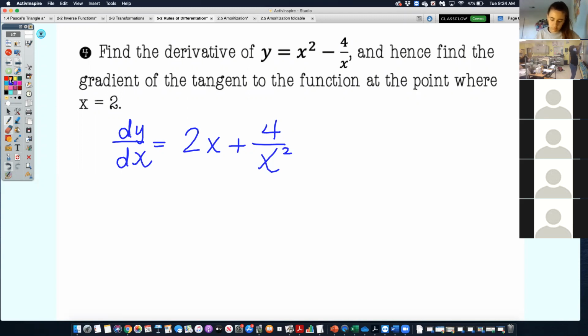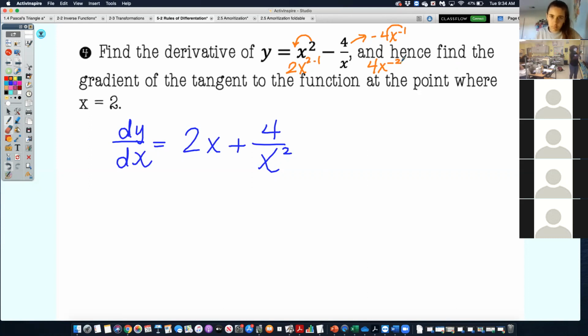Very good. For those who didn't get it, let's recap this. 2 times 1, that'll give you 2x. Then you subtract 1 there. Remember, this can be written as -4x to the -1. So you multiply -4 and -1 to get a positive 4, x to the -2. So yes, very good. Okay?